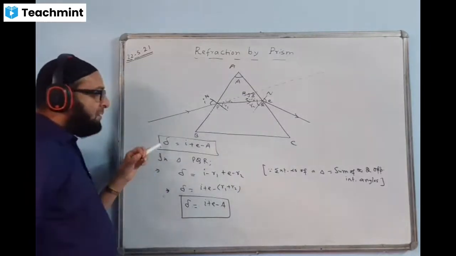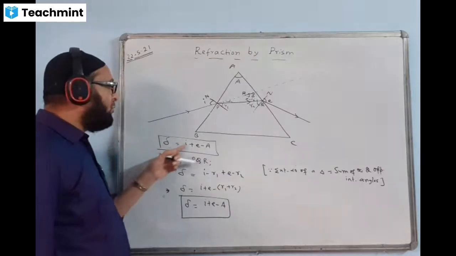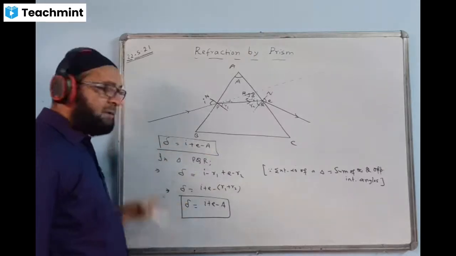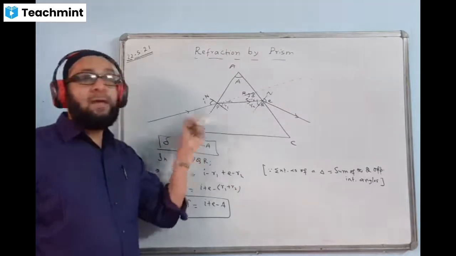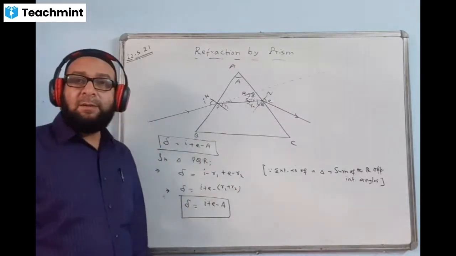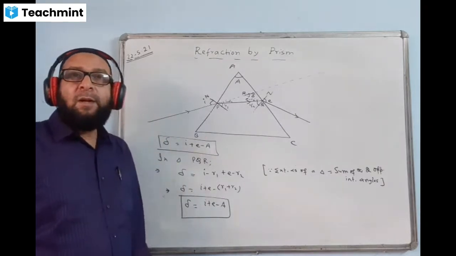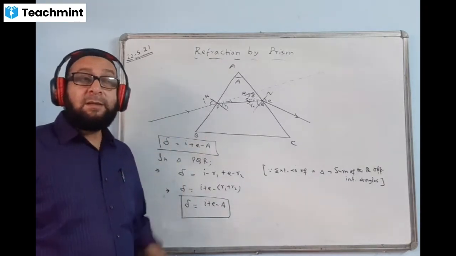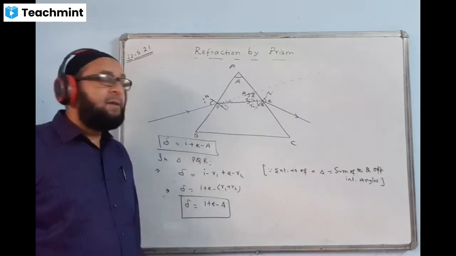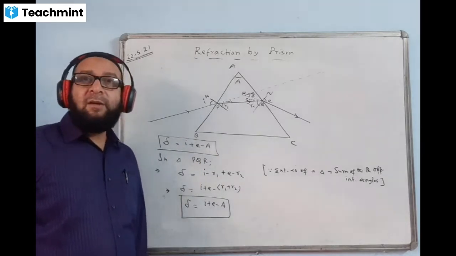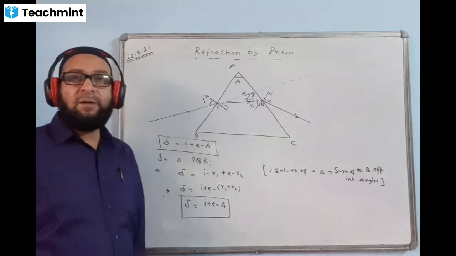If the question carries 2 marks, to show that the angle of deviation by a prism delta is equal to I plus E minus A, we will show it like this. One thing to be noted: last time I gave the angle of deviation, but that was by a single surface. The formula was delta is I minus R, when I is bigger than R, when the ray travels from rarer to denser. When the ray goes from denser to rarer, delta will be equal to R minus I. But that was by a single surface.